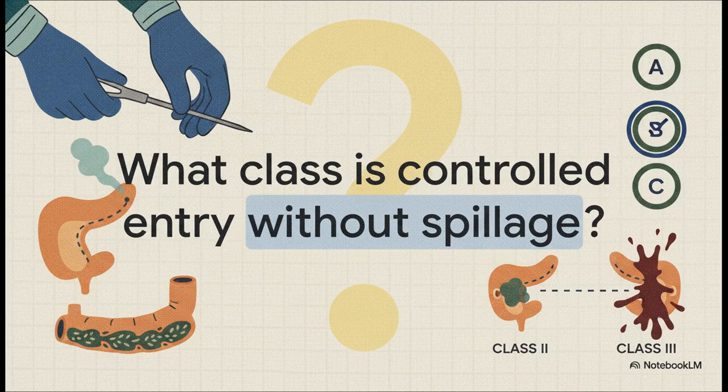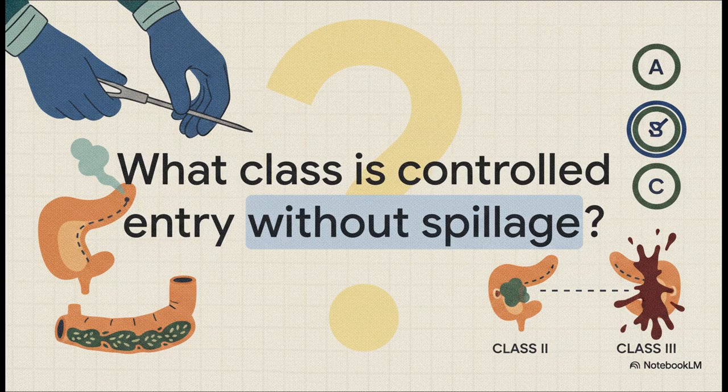During an elective cholecystectomy, a large bowel injury was caused during trocar placement without spillage of bowel contents. What class of surgical wound is this? A. Class 1, clean. B. Class 2, clean/contaminated. C. Class 3, contaminated. Or D. Class 4, dirty. B is the correct choice.